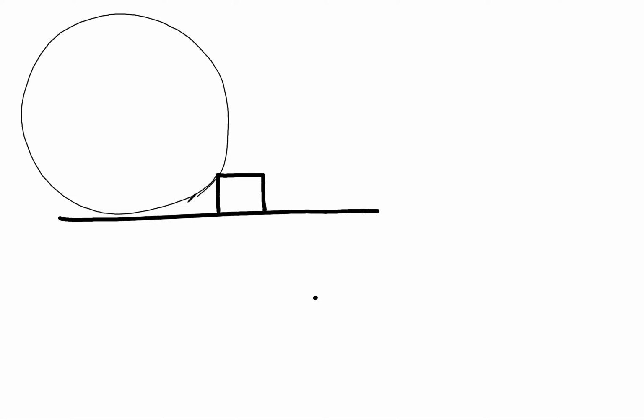Let us assume that there is a flat surface, and there is a block kept on that surface. Near this block there is a wheel. Now this wheel is initially resting on the ground, but we are pulling the wheel horizontally with a force F.